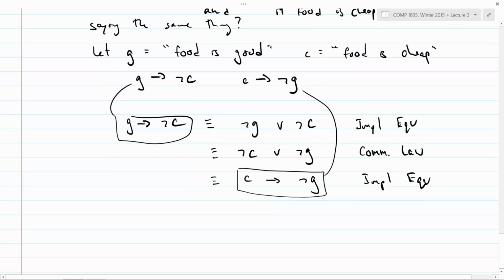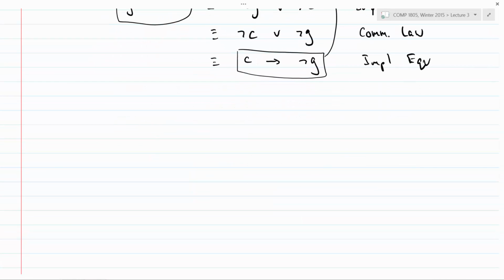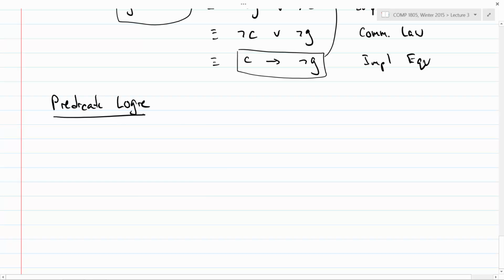All right, so let's move on to the next topic in this course, which is still about logic, and it's the idea of predicate logic. All right, so there's some problems with propositional logic. So the logic I talked about for the last two lectures. And I'll illustrate that problem with the following.